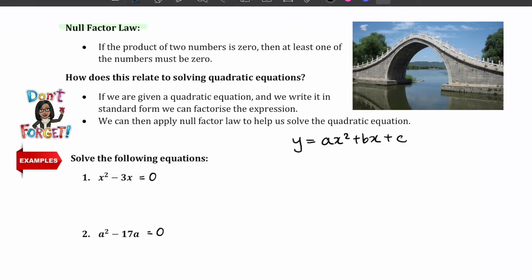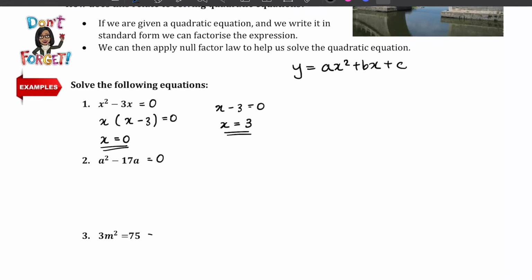So we're going to factorize the first equation. So that will be a common factor of x, leaving us with x(x minus 3) is equal to 0. So now separating this, null factor law tells us that one of the factors must be 0 in order for this equation to be true. In this case, x is equal to 0. Then we've got x minus 3 equal to 0, which leaves us with x is equal to 3. So our two values of x, which make this equation equal to 0, are when x is equal to 0 and x is equal to 3. I'm going to do the same for question 2, except this time our highest common factor is a.